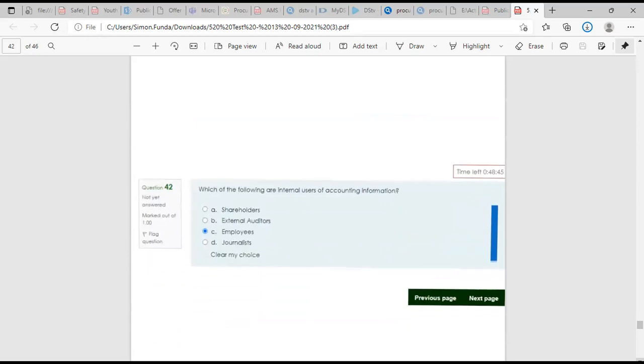Which of the following are the internal users of the accounting information? Employees, they are employees. So employees are internal users. Shareholders are external users. External auditors are also external. Journalists, they are also external users.